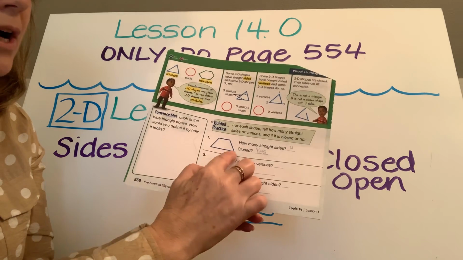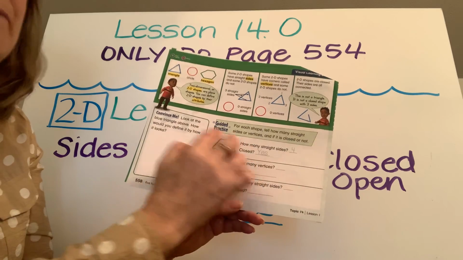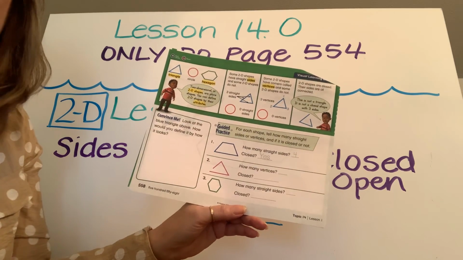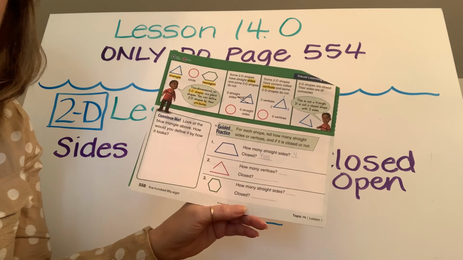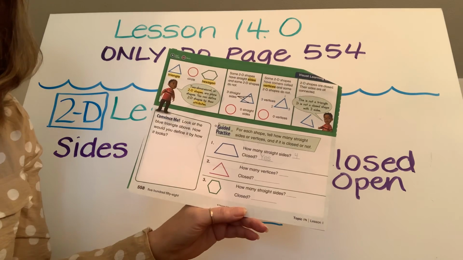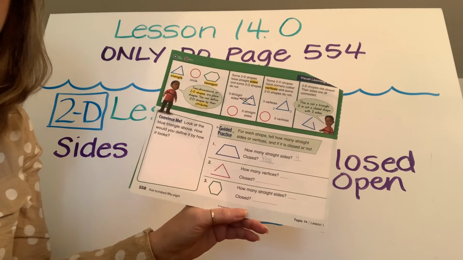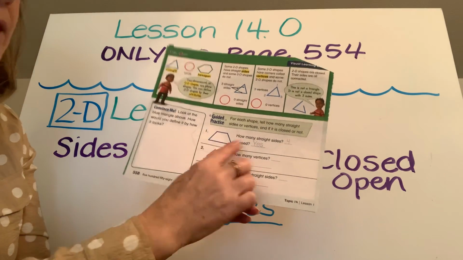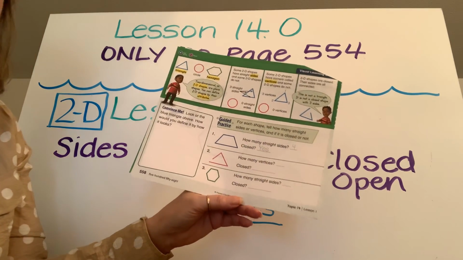Exactly 4. 1, 2, 3, 4. And how many vertices? 4. Sides and vertices always equal each other, okay? If a shape has 6 sides, you are going to see that it also has 6 corners or 6 connecting points. Is it closed? Yes, it is.